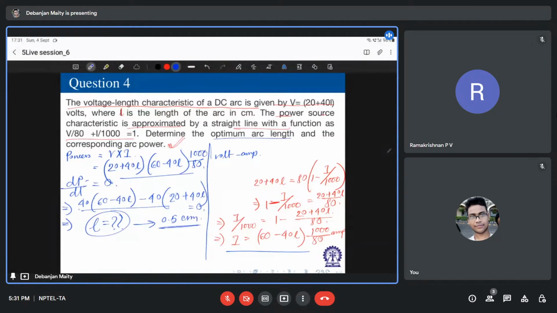And if your arc length is coming as 0.5 centimeter, from there you can simply find out the optimum power as 20 plus 40L. 40 into 0.5, so by 2, that into 60 minus 40 by 2, that into 1000 by 80.